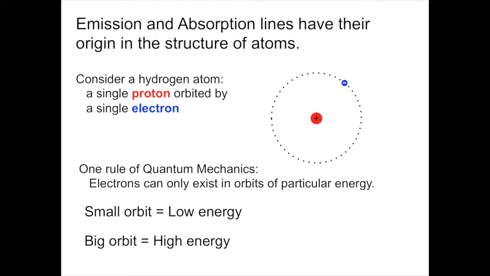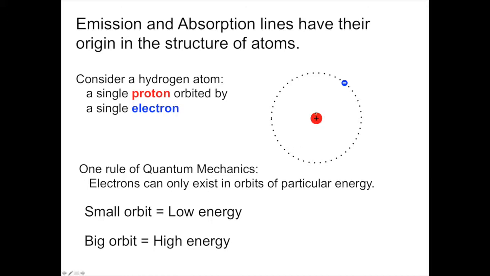Emission and absorption lines have their origin in the structure of atoms. While this was unknown to the chemists of the 19th century, understanding this was a major piece of figuring out the nature of the atom in the development of quantum mechanics in the early 20th century. The basic description I'm going to show here was due to Niels Bohr. We're not going to go into it in great detail, but just enough to give you an idea of how it works. Consider a single hydrogen atom.